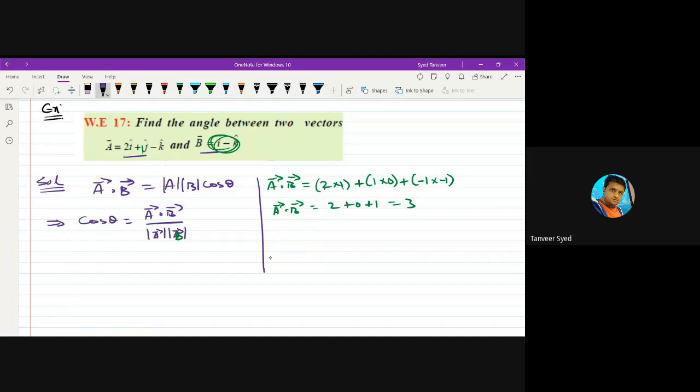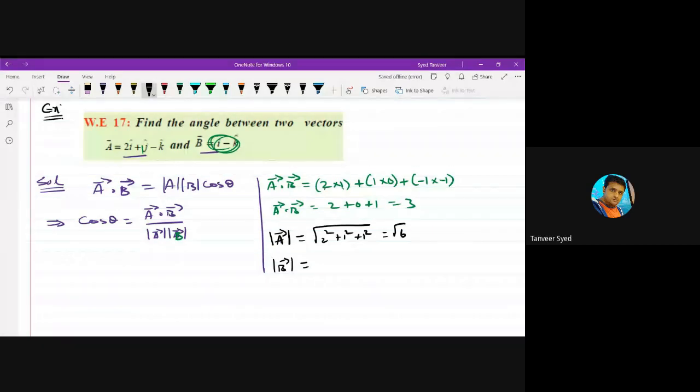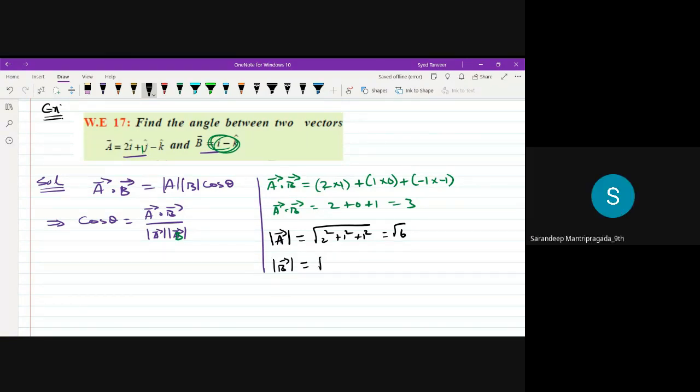Now we also need magnitude of A and magnitude of B. How much is magnitude of A? Magnitude of A is root of 2 square plus 1 square plus 1 square. 4, 5, 6, root 6. What is minus 1 square? It is 1. Magnitude of vector B is root of root 2 square plus 1 square, root 2.